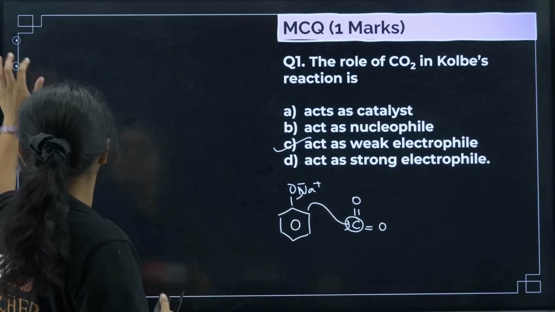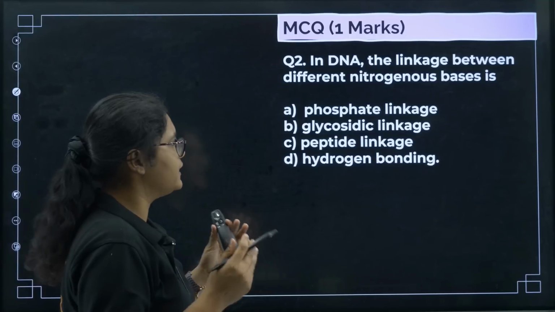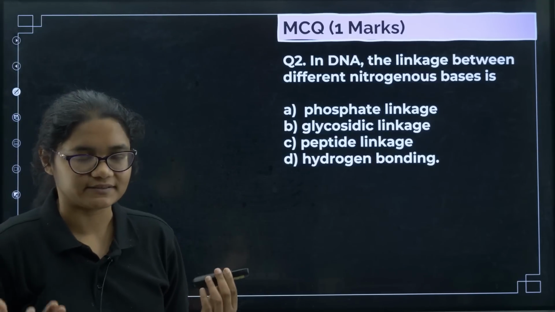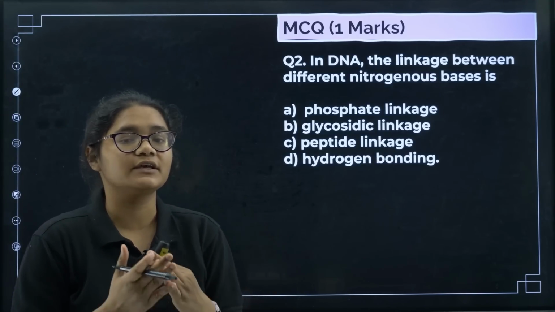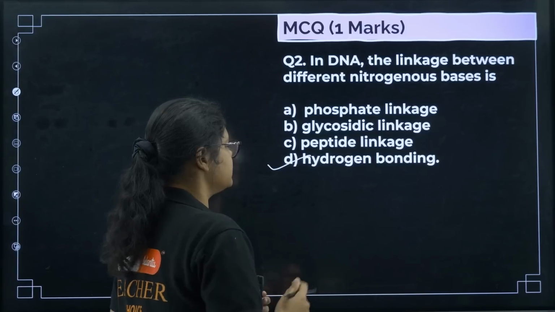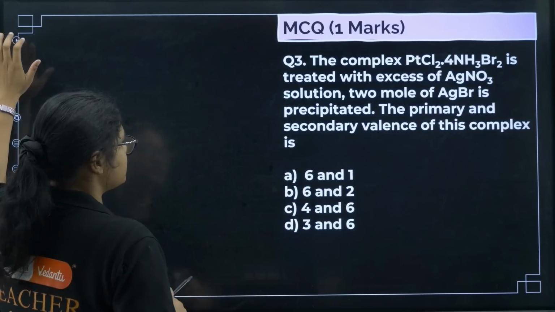Next question we have here. In DNA, the linkage between the different nitrogenous bases: the nitrogenous bases form hydrogen bonds. So the correct answer is option number D. So this was also an easy question.